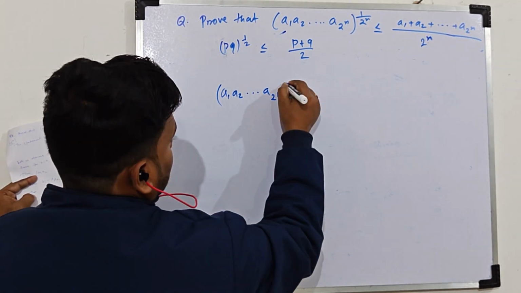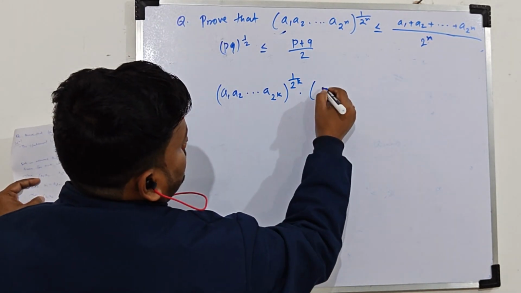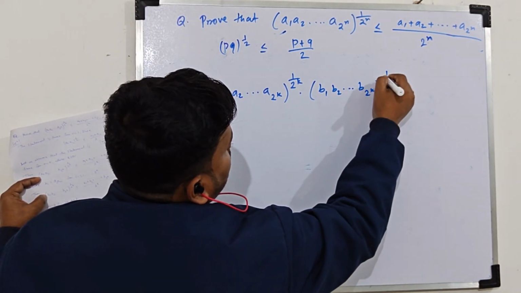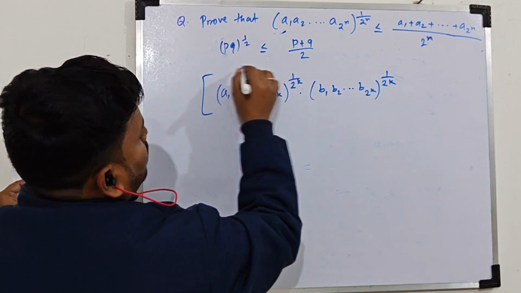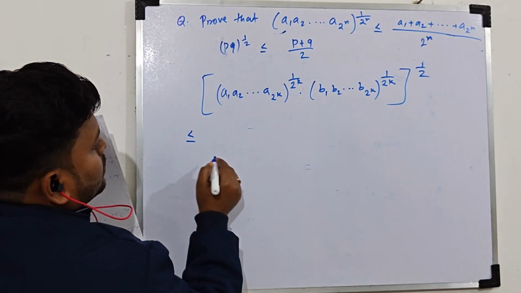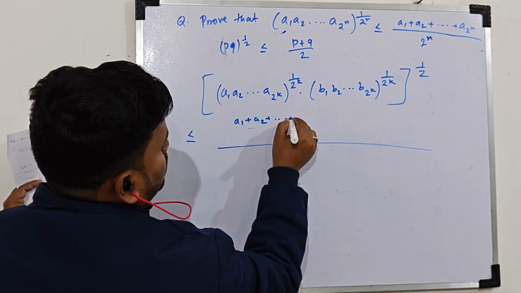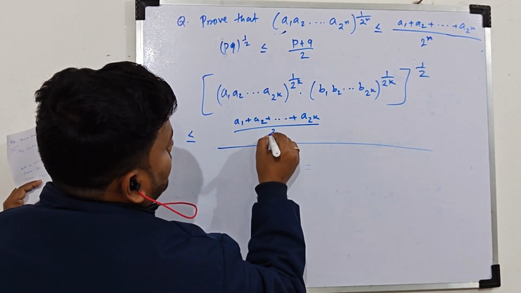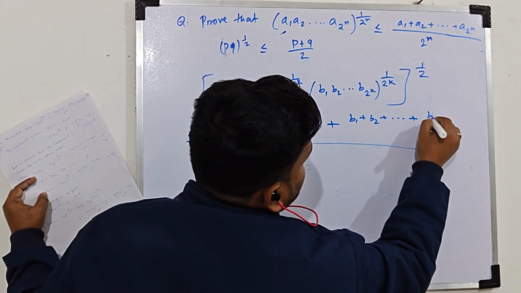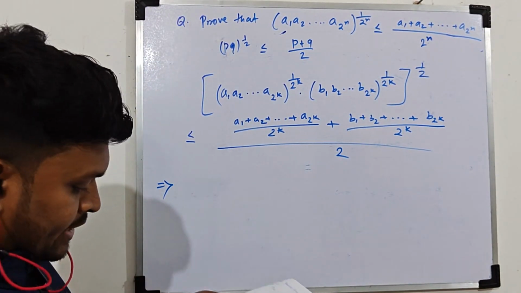This is to the power 1 by 2^k into q. Q is, in the place of a, b: b1, b2 up to b_{2^k}, to the power 1 by 2^k. This is p, this is q, and all to the power half, less or equal to p plus q. P is (a1 plus a2 plus up to plus a_{2^k}) divided by 2^k, plus (b1 plus b2 plus dot dot plus b_{2^k}) divided by 2^k, and this is 2. Now what we will get?